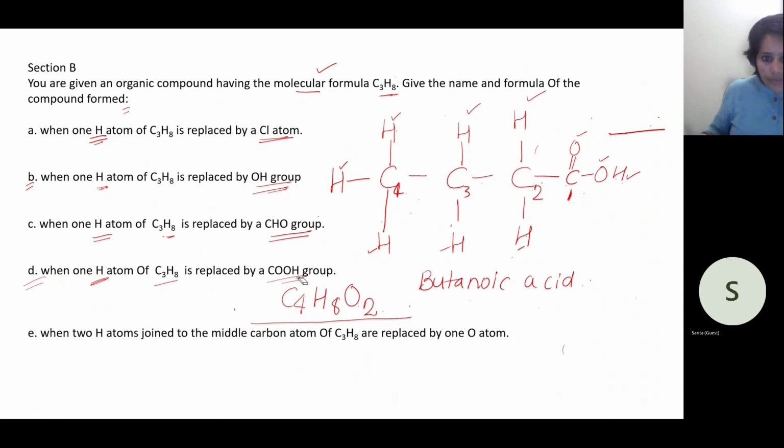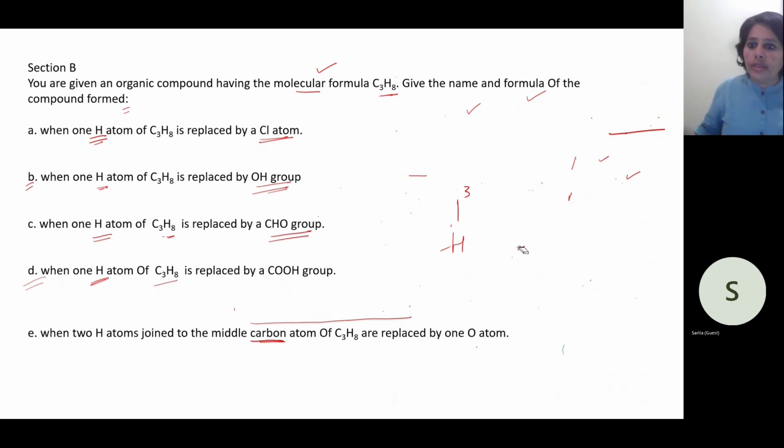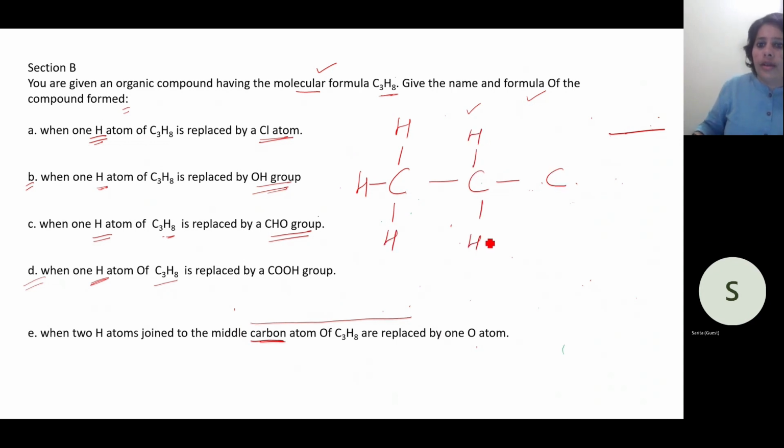Next, what is the question? Next question is, when two hydrogen atoms joined to the middle carbon atom of C3H8 are replaced by one oxygen atom. So one oxygen atom, let us replace it. Again, first write the formula of C3H8 only. So let's write the formula of C3H8. Carbons 1, 2, 3, and all the hydrogens.